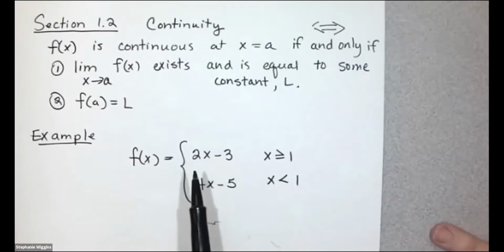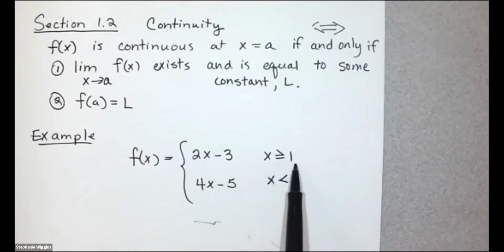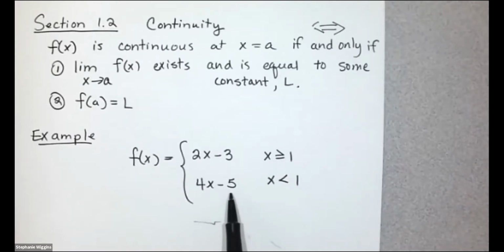But you see, we're joining them together. We're restricting the domain. So for this one, x is greater than or equal to 1, and then we're joining it with this one when x is less than 1. Those two lines have to meet at that point, x equals 1. If they don't, then you're not going to be able to draw it without lifting your pencil.